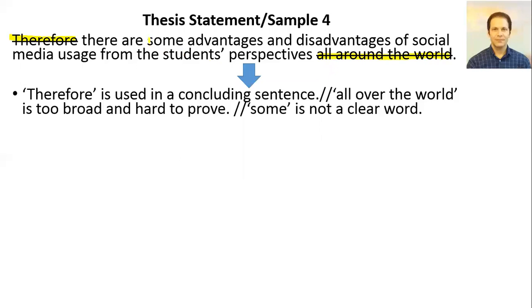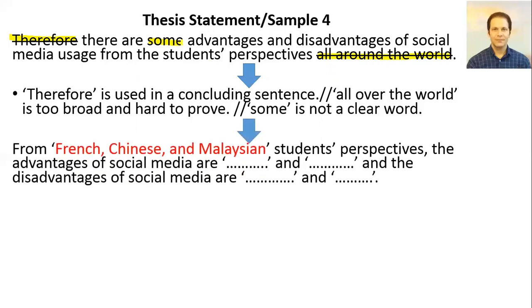The other problem is the word "some" advantages. It is not clear. We should be more specific. What are the advantages and disadvantages? So, this is one alternative: from French, Chinese, and Malaysian students' perspectives, the advantages of social media are A and B, and the disadvantages of social media are C and D.